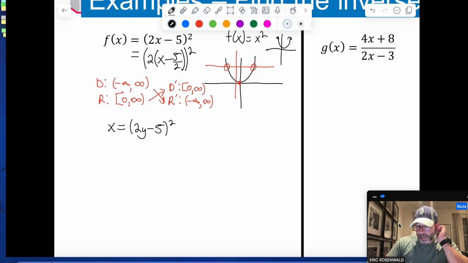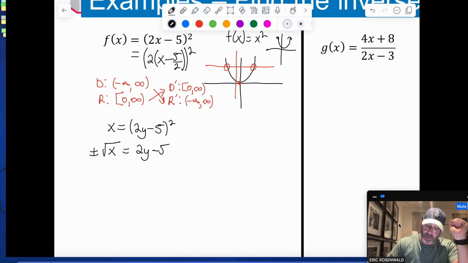Let's resolve for x. So that means we're going to have the square root of x is equal to 2y minus 5. Now, because we took the square root, you have to remember that we get plus or minus here. Okay? If I add 5 to this, we're going to have 5 plus or minus the square root of x equals 2y. Divide by 2, we have 5 plus or minus the square root of x, divided by 2, is equal to y.